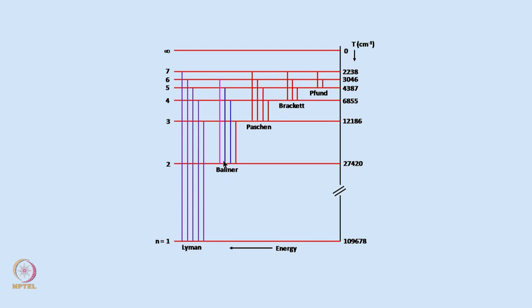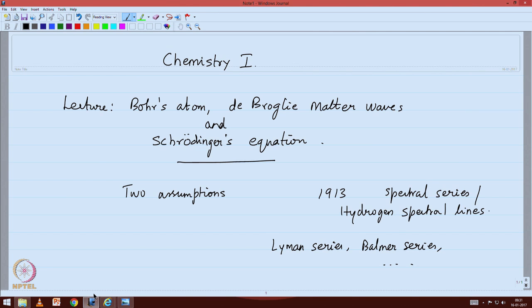The other is the Balmer series, which starts at exactly 1/4 of the Lyman series starting line, 109,678 divided by 4. This is the beginning of the Balmer series lines, and also there is a whole series of spectral lines, and likewise the Paschen series, Brackett series, and Pfund series. Rydberg had earlier explained the spectra with a simple formula.